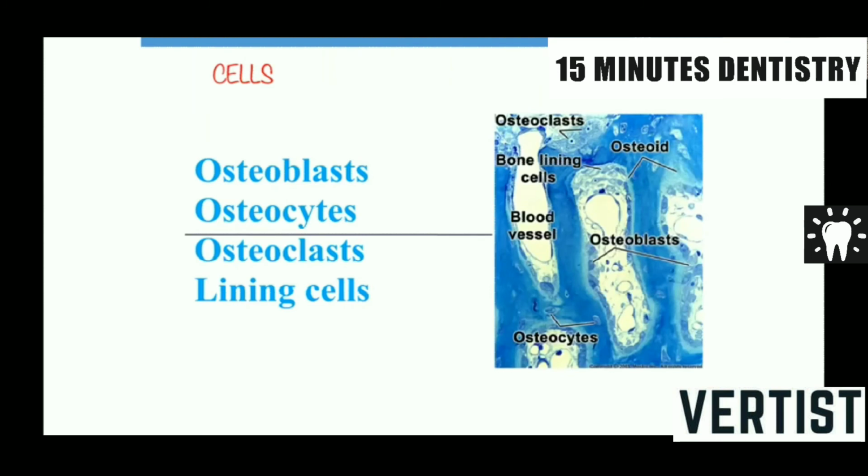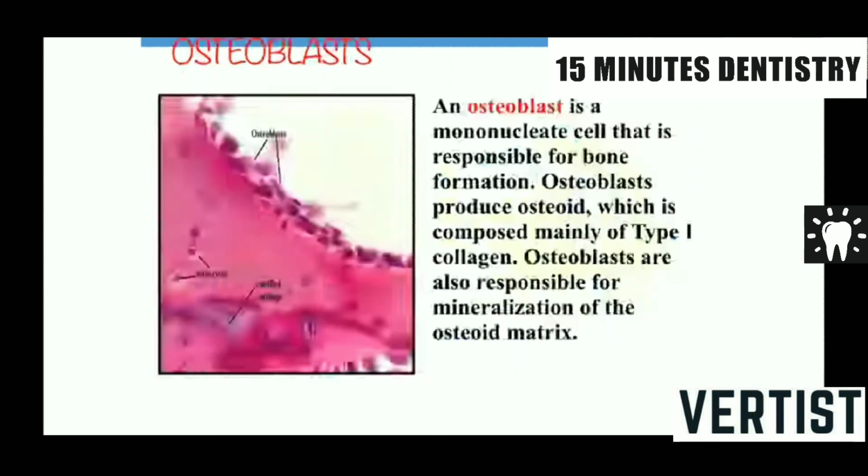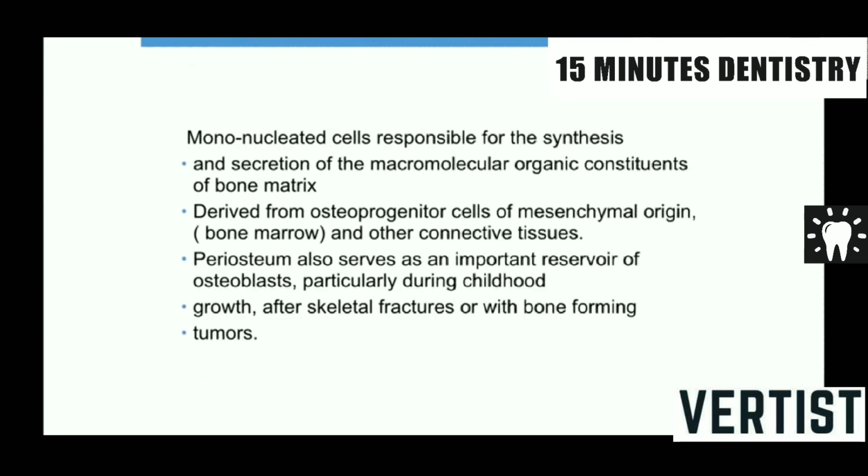The cells which are present are basically osteoblasts, osteocytes, osteoclasts, and the lamellae cells. So what are osteoblasts? We know blasts are forming cells, and because they are forming bone, they are called osteoblasts. They are mononucleated cells that are responsible for bone formation. Osteoblasts basically produce osteoid, which is mainly composed of type 1 collagen. Osteoblasts are responsible for mineralization of the osteoid matrix. They are basically derived from osteoprogenitor cells of mesenchymal origin.